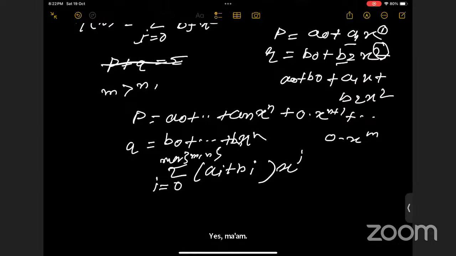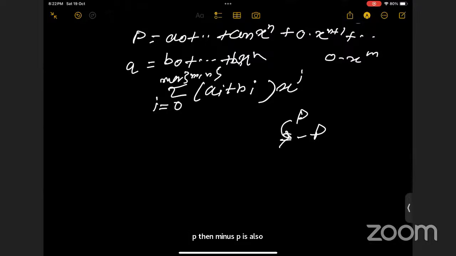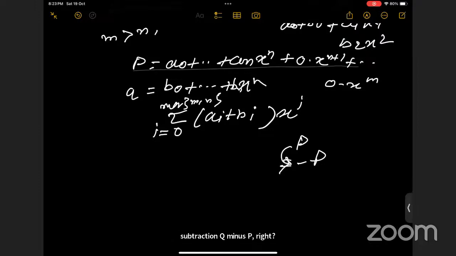And what about subtraction? Subtraction is generally a particular case of addition, right? If we have a polynomial p, then minus p is also a polynomial, because we are just multiplying all the coefficients with minus, so it will again be a real number. So if we just add q and minus p, we get the subtraction q minus p. So subtraction is just a particular case of addition.